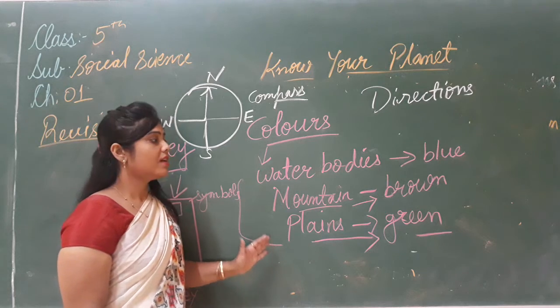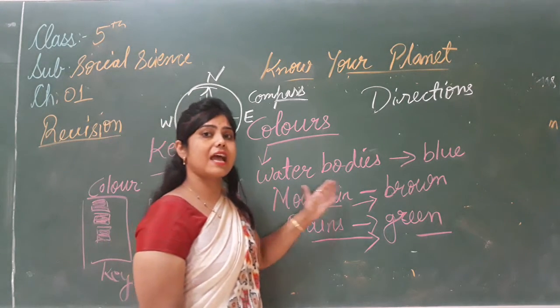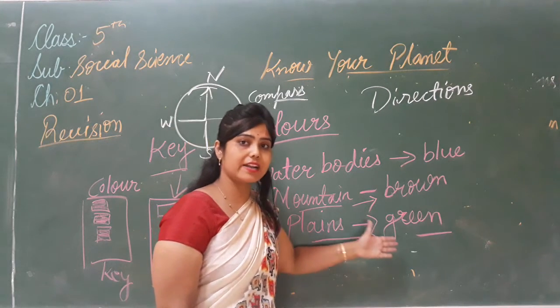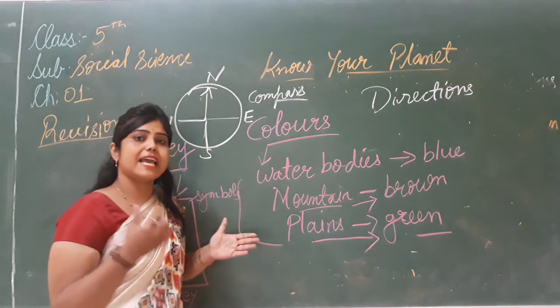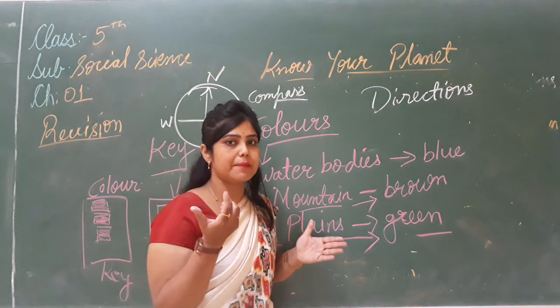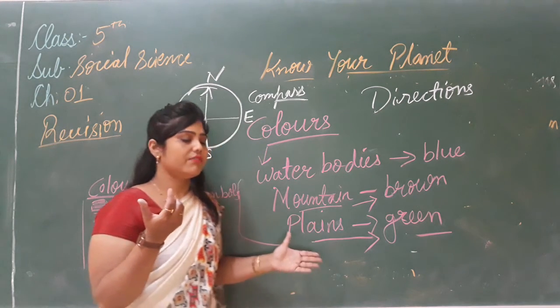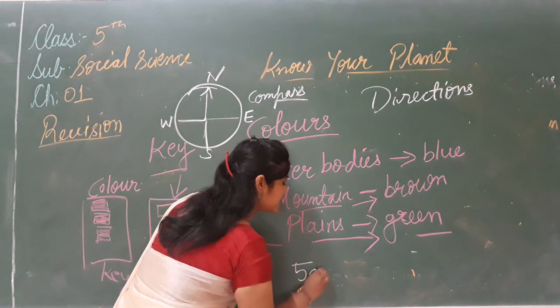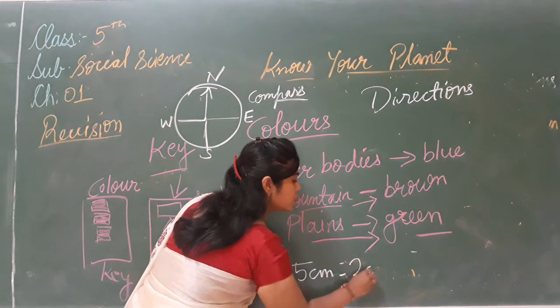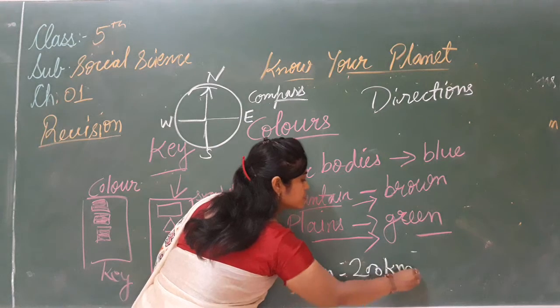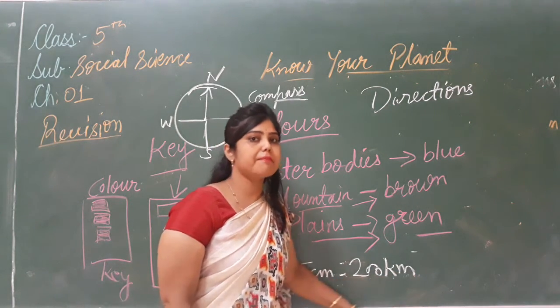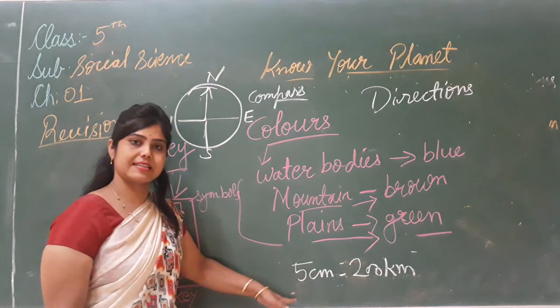For example, the distance between Delhi and Agra is 200 kilometers, but we take a scale of 5 centimeters. So 5 centimeters represent 200 kilometers. That's why we use scale. In each and every map we use this scale.